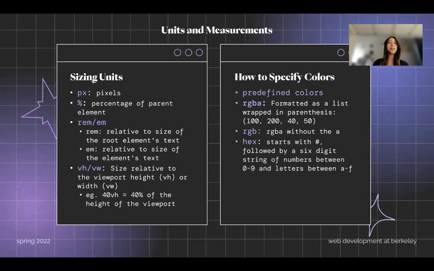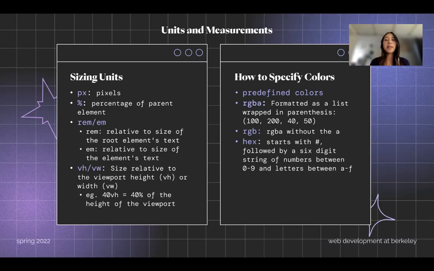Next, something about the units and measurements in CSS. So again, you have all these tools to adjust the size of your items or your elements. Maybe you want to change the width, the height, the text size. Here are the different units that you can use. The first one we have is pixels, and that's very standard, like pixels on a screen. Next is percentage. This would be the percentage of your parent element size, so it's relative to the element above it.